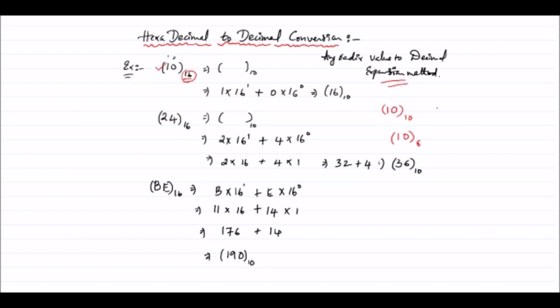And the same 10 value, if the base is given as 16, then it is a hexadecimal value. So there is a difference. Or if the same binary 10 value is given base 2, then it represents a binary value.